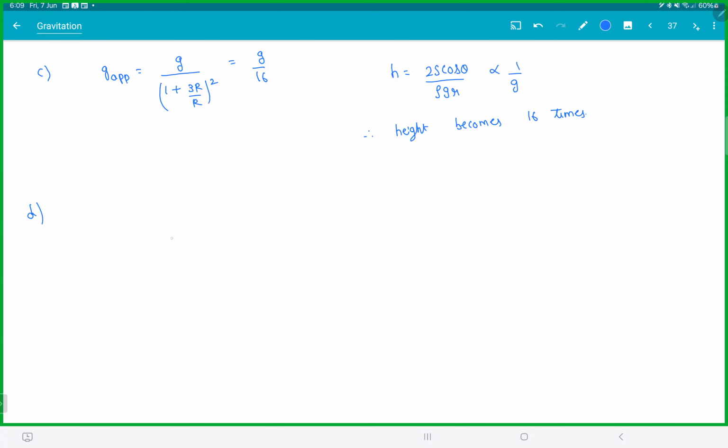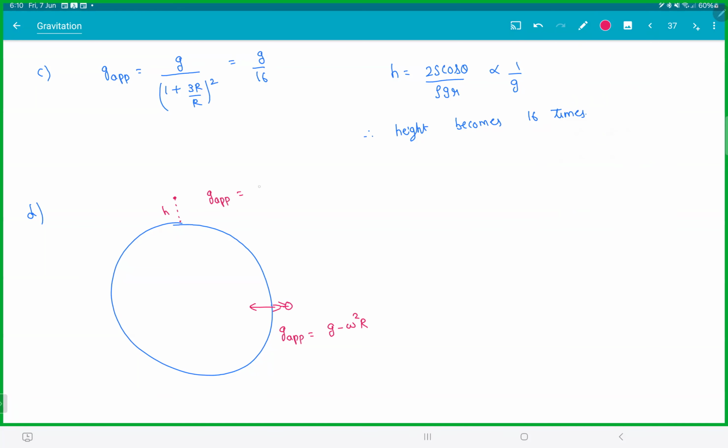The next one. Now, the person on the equator, what acceleration will he experience? g apparent is g minus omega square R. If you go to height h, so we are combining two of them, what is the g apparent here?